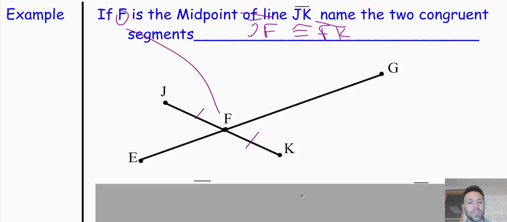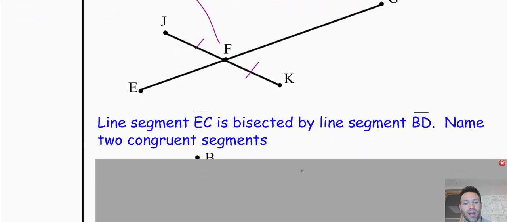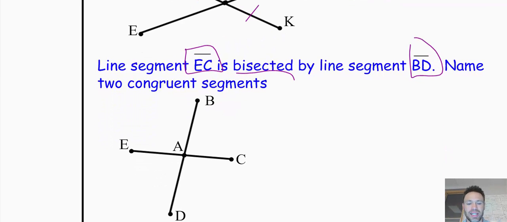All right. Next part. Line segment EC is bisected by line segment BD. So bisecting means to cut in half. What's being bisected? EC is being bisected, and BD is what is doing the bisecting. All right, so let's look at the picture that we got. EC is bisected, cut in half, so then I have two equal parts there by line segment BD. So then I can say, like before, EA is congruent to EC. Okay. So, different things that you will have to do in your homework tonight.